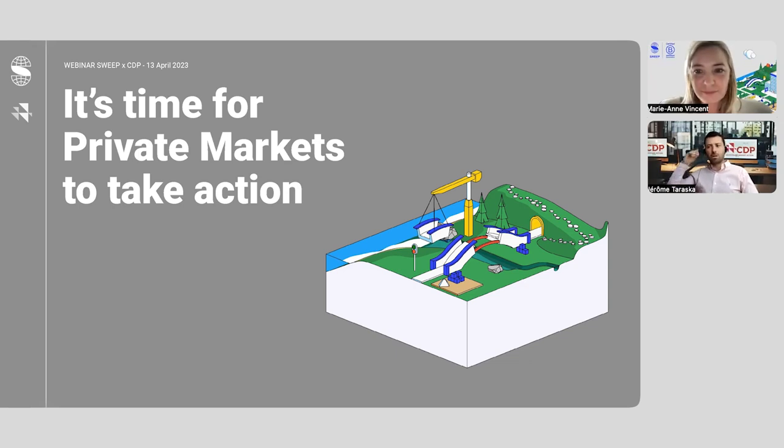Thanks, Marianne. It looks like a very powerful tool and a good way for private equity funds to dig deep into their portfolios and have aggregated visualization, which is very impressive.